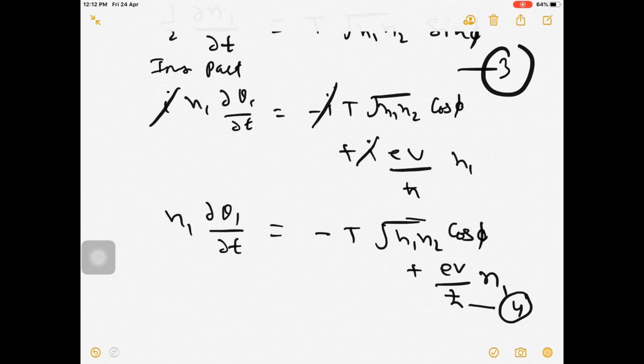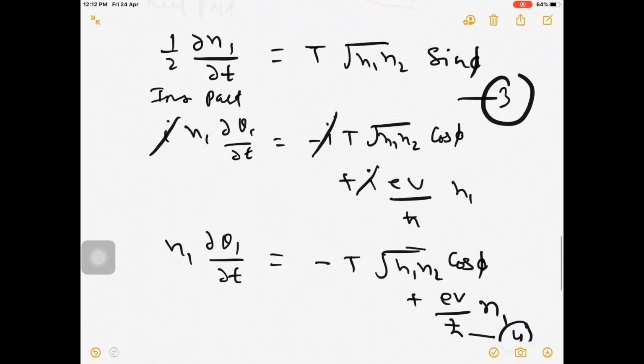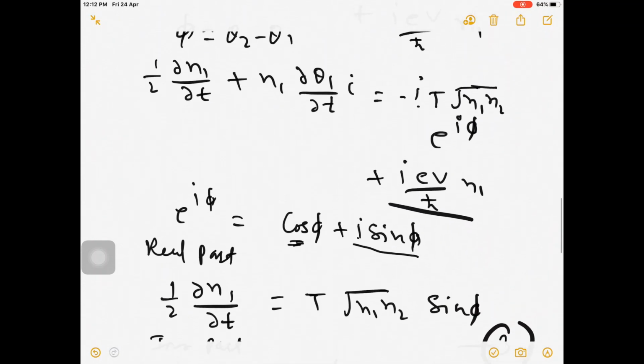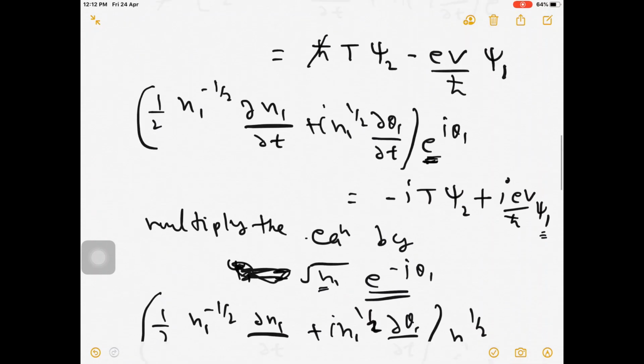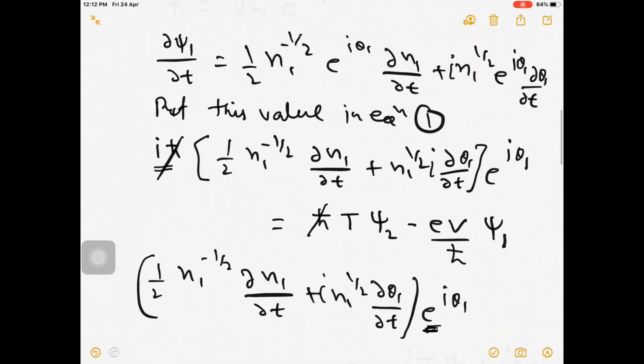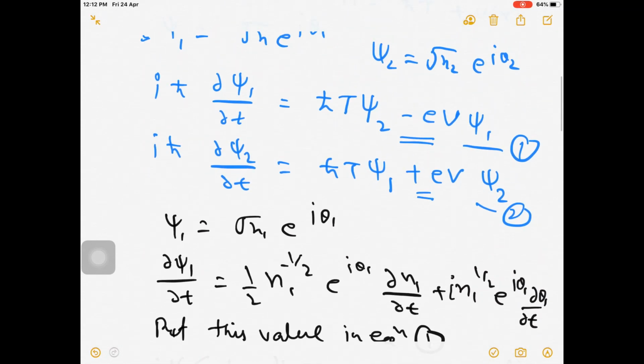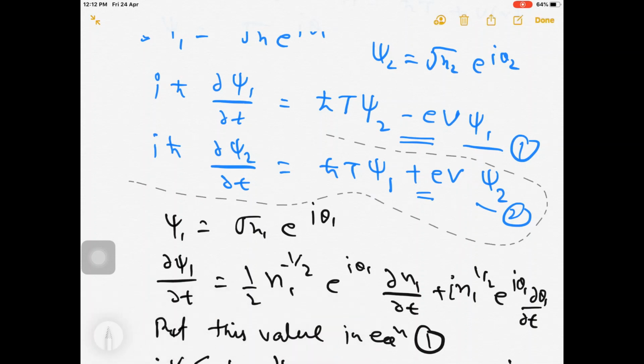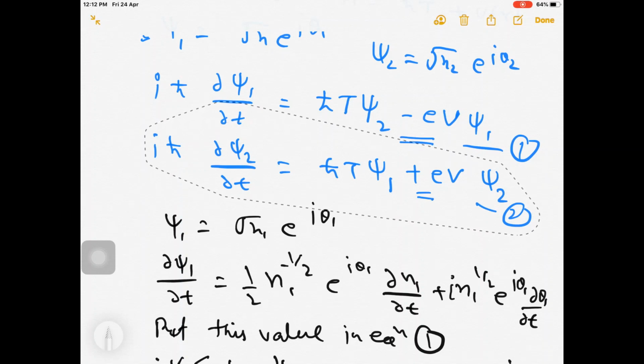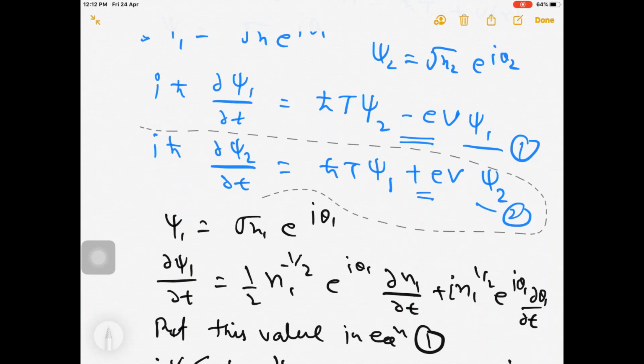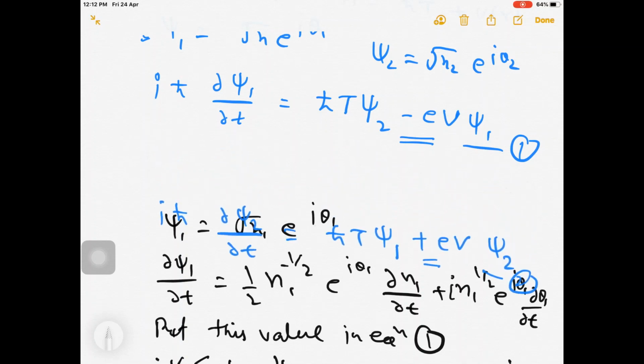So I have obtained both the real and imaginary parts from the first Schrodinger equation, and similarly I can do it for the second Schrodinger equation, that is for the psi 2 state. Means I can do it for this equation.